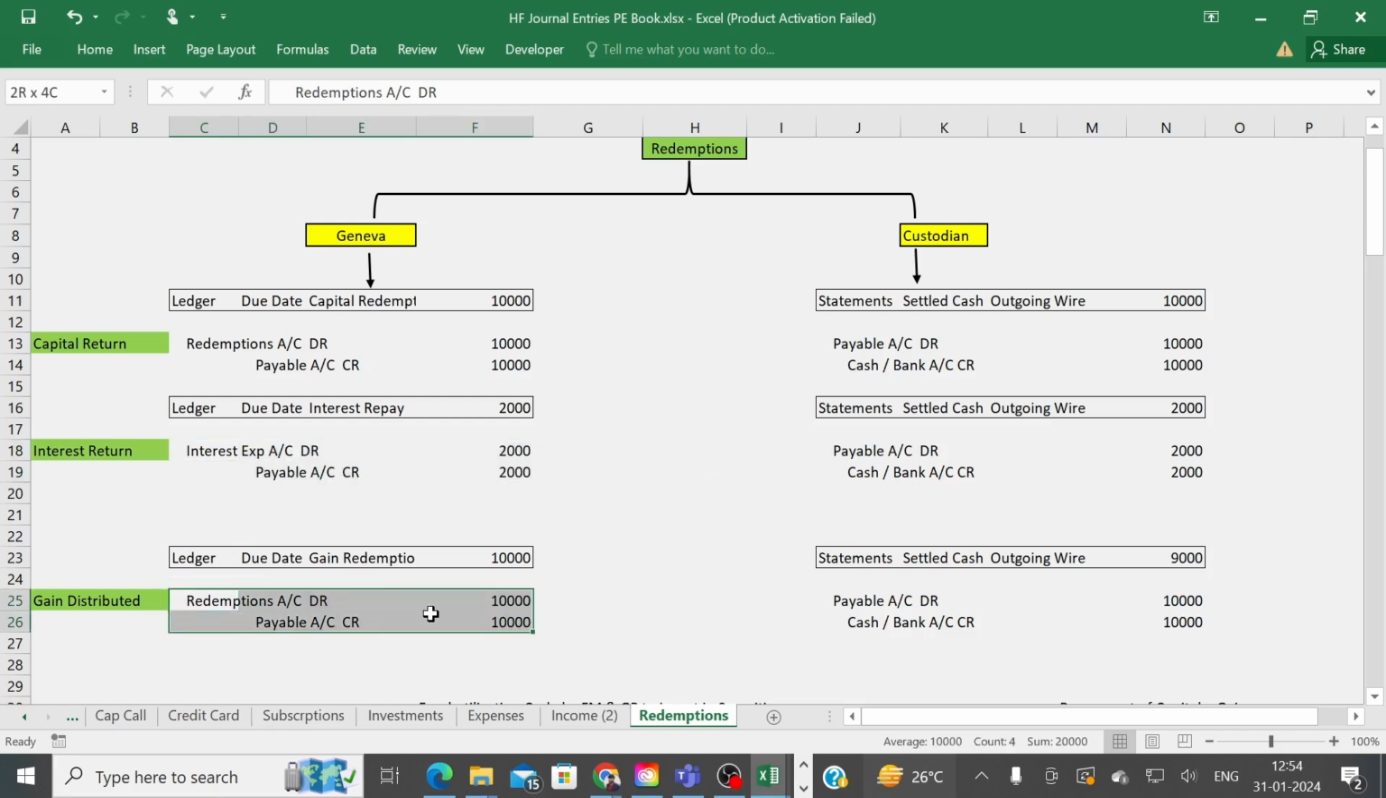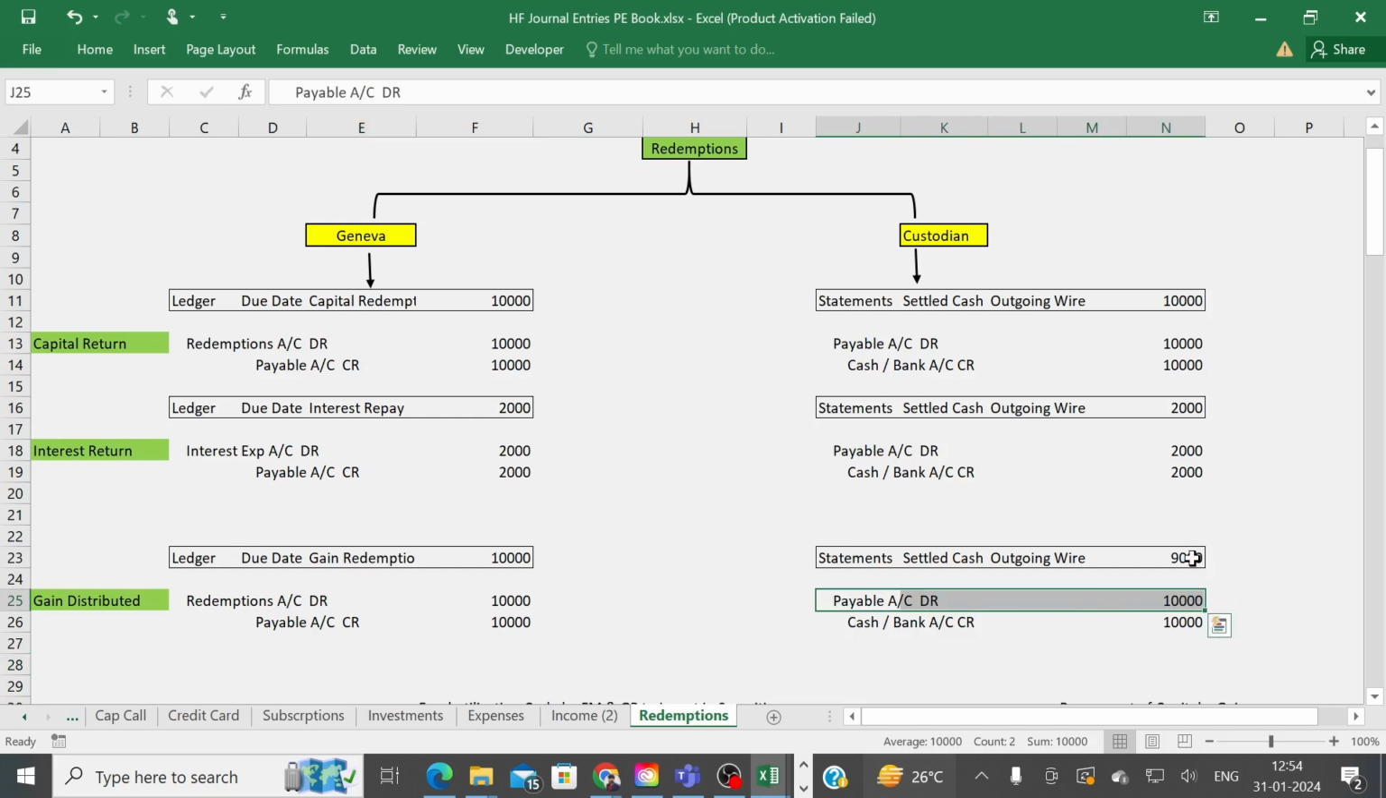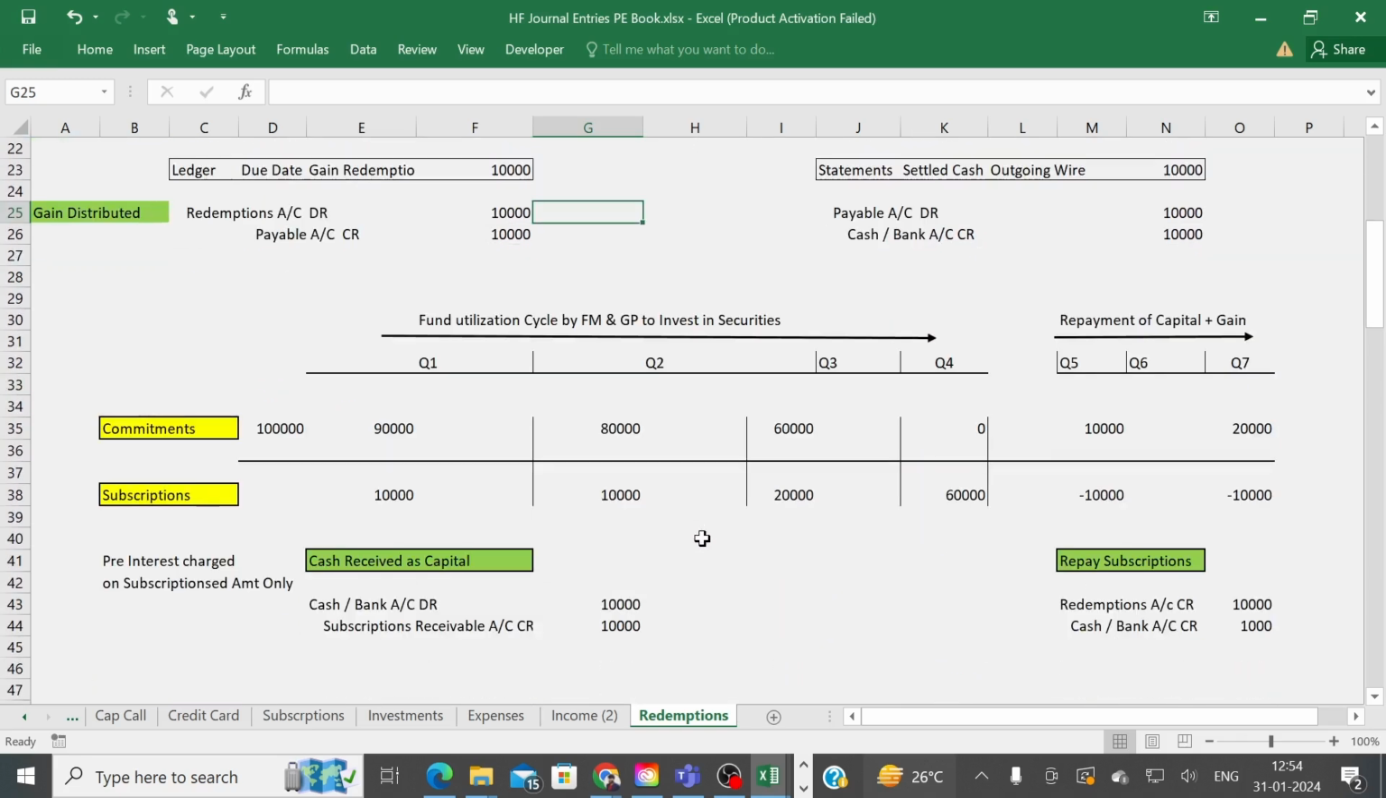So what about if the fund is processing gain only? In that case, redemption account debit to payable account credit and payable account debit to cash account credit, in case a fund processes gains or any other retention benefit to the investor.